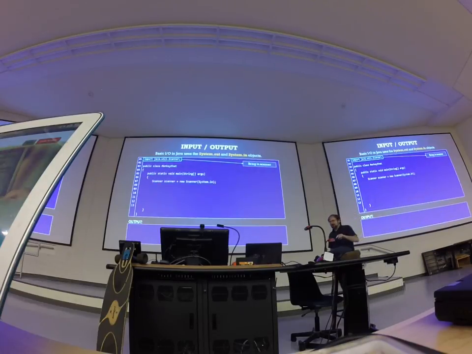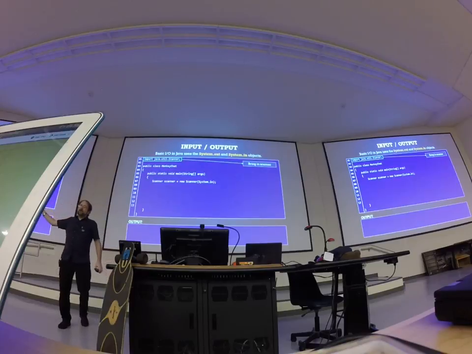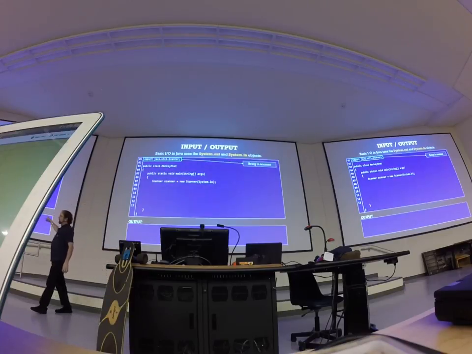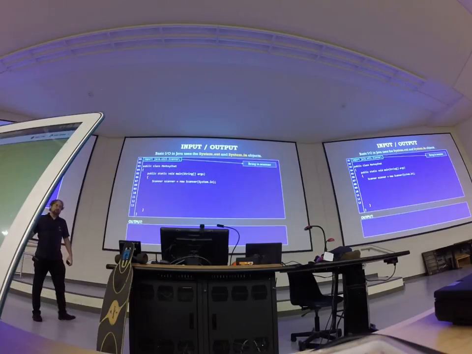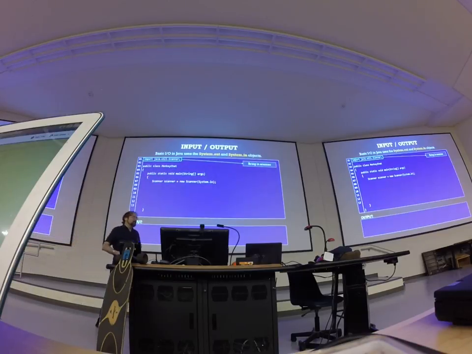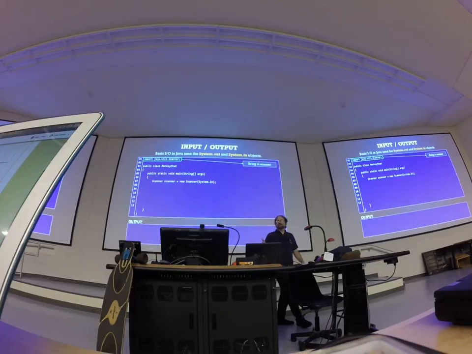The way that you use a scanner is that we have to say, hey, I want to create a new scanner, and I want it to read from the system's input. That's what this line means. System.in means the system's input system. System.out means the system's output system. Make sense so far? Yes?